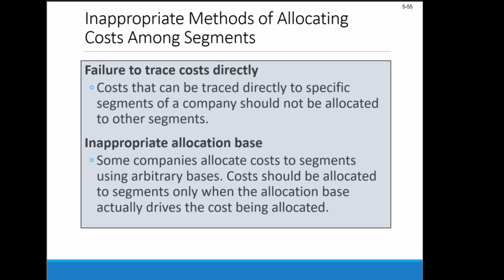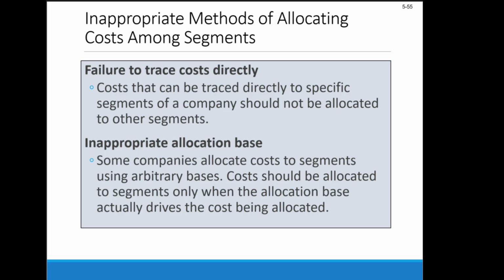A couple of pitfalls for us to make sure we're careful of. There may be a failure to trace costs directly that could result in inappropriate methods of allocating costs. So what we're saying there is that costs that can be traced directly to specific segments shouldn't be allocated to other segments. Right? We should really focus on saying, what drives this cost? Can we attribute it to one particular segment? If so, consider that a traceable fixed cost. If not, just lump it in with those common fixed costs, but don't allocate it to the individual segments.